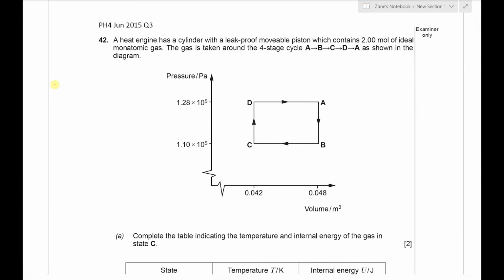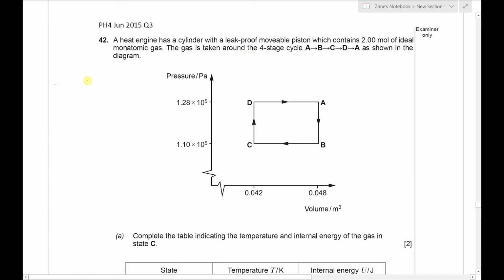This was question 3 on the June 2015 Unit 4 paper. This is an internal energy, first law of thermodynamics type question, which nowadays fits into Unit 3. So what we've got is a heat engine, and it's got a cylinder with a leak-proof piston containing 2 moles of ideal gas. So that number of moles is going to stay constant.